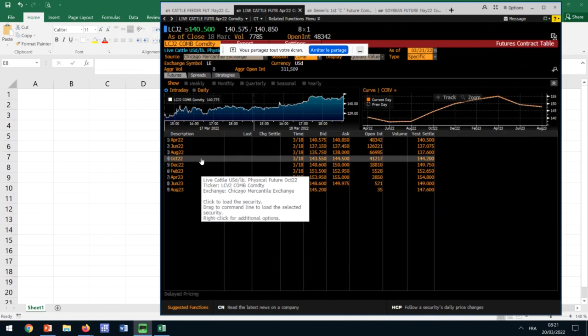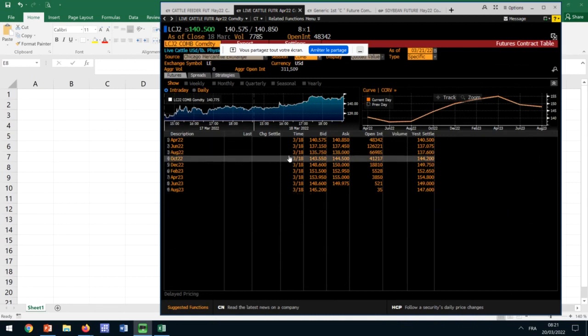Either the October or the December contract. The prices are actually quite a bit different. So if it's October, it's May to October. That's only 5 months, and if it's December, it is 7 months. But let's take the October one. 144.5. That's the ask.